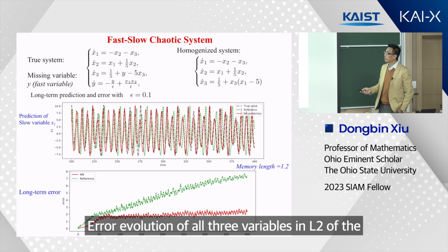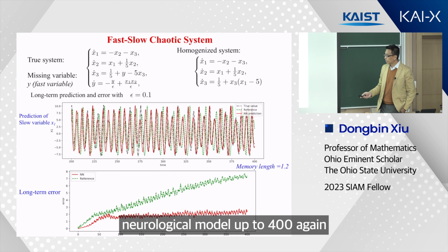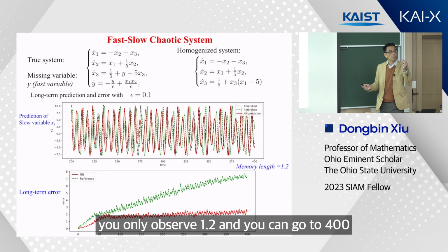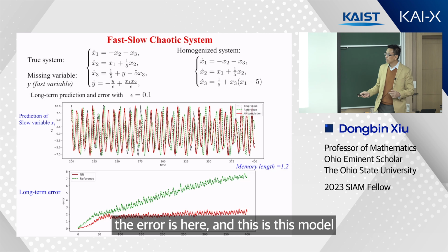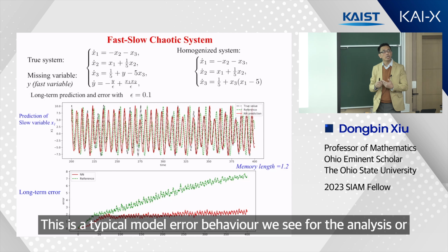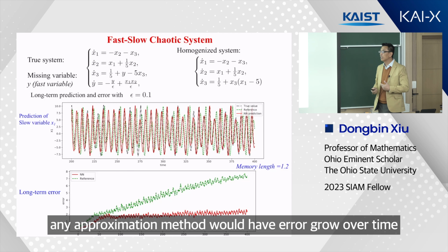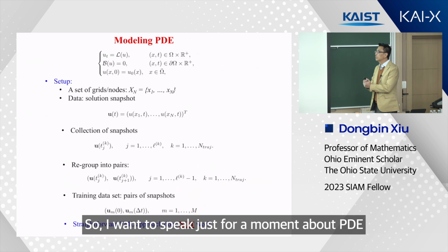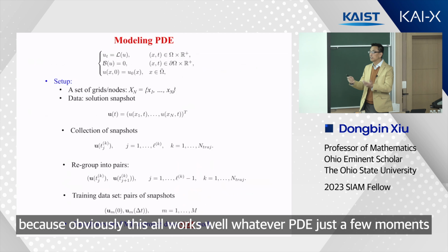Error evolution of all 3 variables in L2 of the neural network model up to 400. Again, you only observe 1.2. And you can go to 400. The error is here. And this is the typical model error behavior we see for a dynamic system, where any approximation method will have error grow over time. So I want to speak just for a moment about PDE, because obviously this all works well.